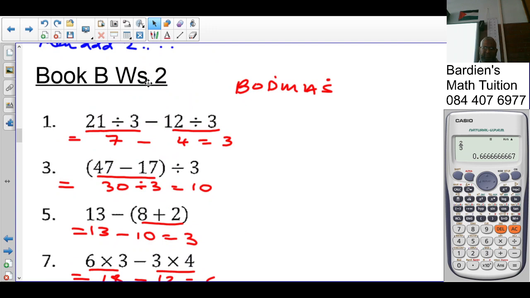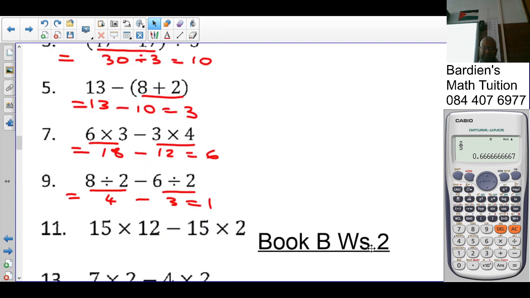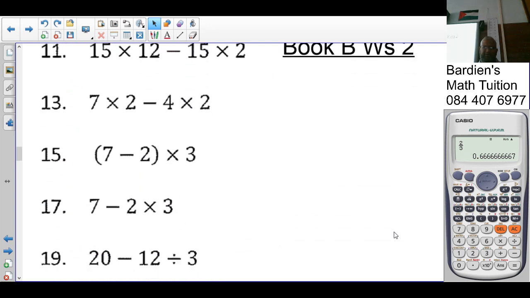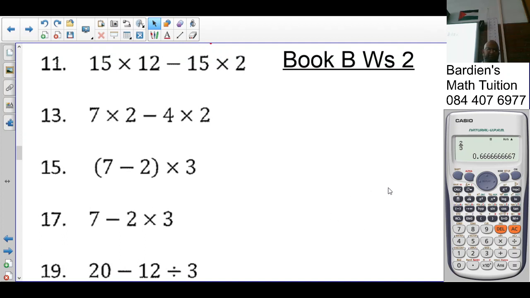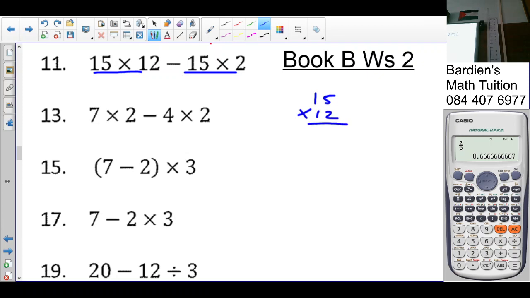Okay, let me just put this here. Book B, Worksheet 2. Alright, BODMAS. So, according to BODMAS, we must do multiplication first, not so? So, 15 times 12 is going to give you 180. You all agree with that? So that's 180 minus 15 times 2 is 30. 180 minus 30 is 150. You all okay with that?